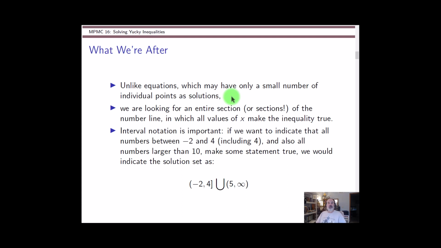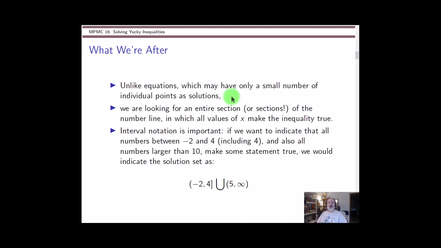So just real quickly, if we did solve a problem and we decided that one stretch of the number line between -2 and 4, with 4 actually included in the set but -2 not included, but also every number larger than 10. I'm just now noticing that I wrote 10 in the paragraph and put 5 in the interval notation. So we want all the numbers larger than 5 to be included in the solution set.